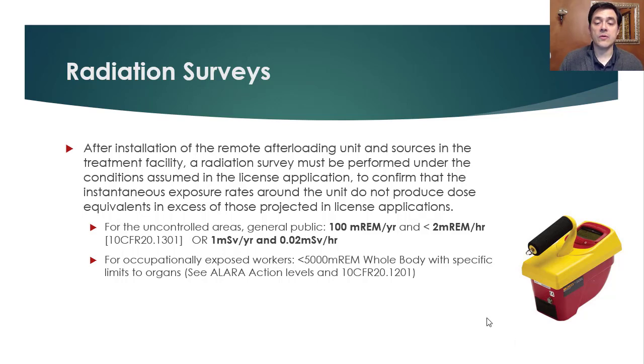For occupationally exposed workers, it's less than 5 rem, or 5,000 millirem, whole body, with specific limits to organs. There are ALARA, these are the regulations. 10 CFR 20 describes where those numbers need to be. Those numbers are the same as the other parts of the hospital as far as protecting the general public and what the limits are to exposed workers. ALARA action levels vary from facility to facility, but are typically on the order of 10% of the limits.